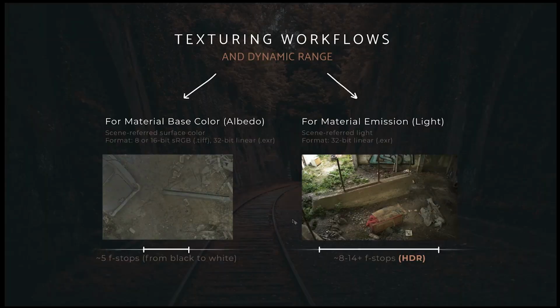In the next one, we'll carry on talking about the color management pipeline, though. To be exact, we'll review two types of photo scanning workflows in relationship to texturing. The first one deals with the pure light values or material emission, and the second one deals with PBR, or physically based rendering, materials.